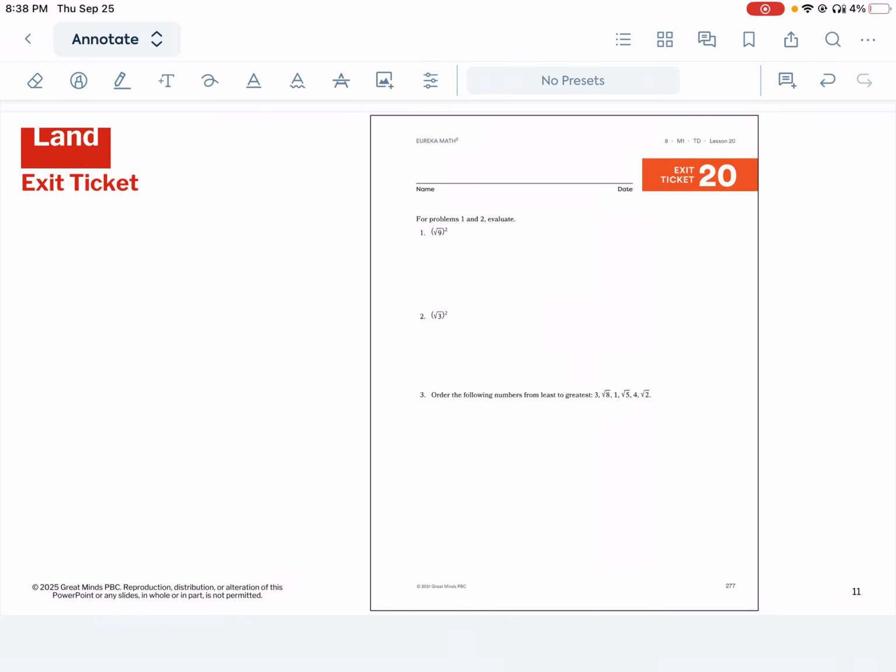Well, problems 1 and 2, they want you to just solve. It gives you a squared square root. Remember what I said about those squared square root values. Also, for number 3, put a star by number 3.